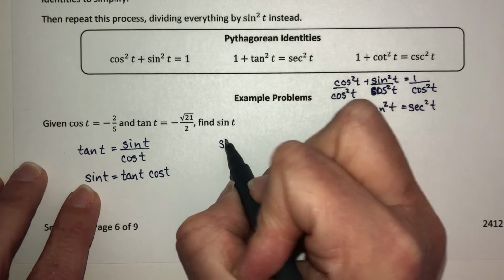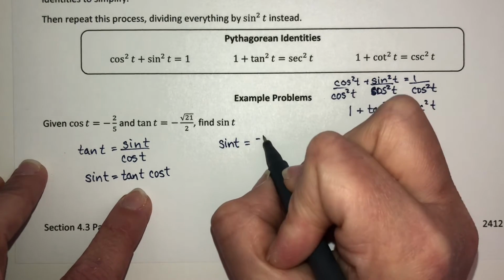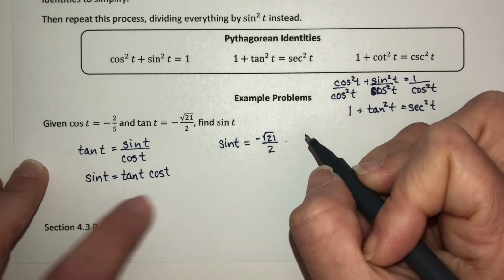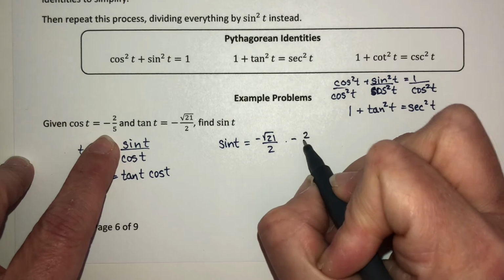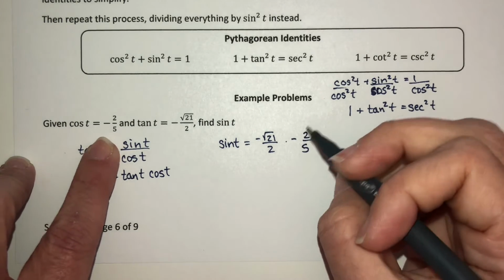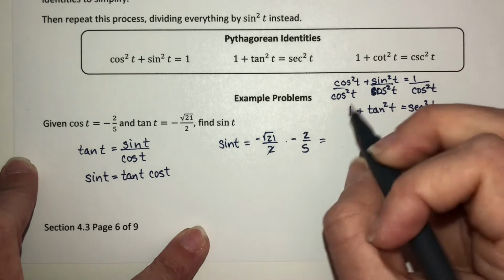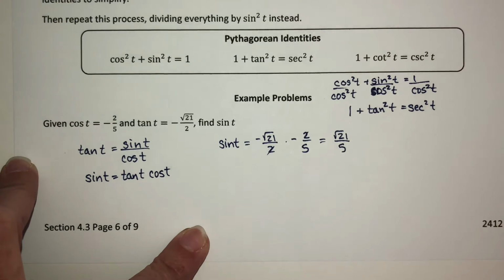So sine of t is equal to my tangent value, negative square root of 21 over 2, times my cosine value, which is negative 2/5. So my sine value is going to be positive. The 2's cancel, square root of 21 over 5.